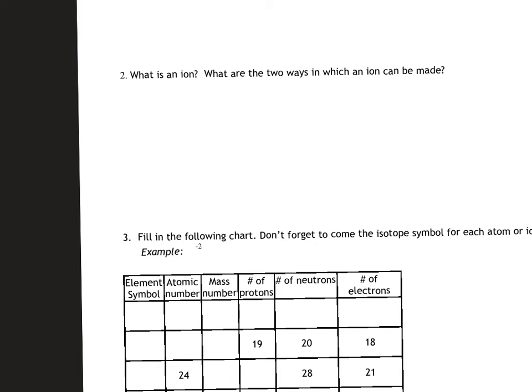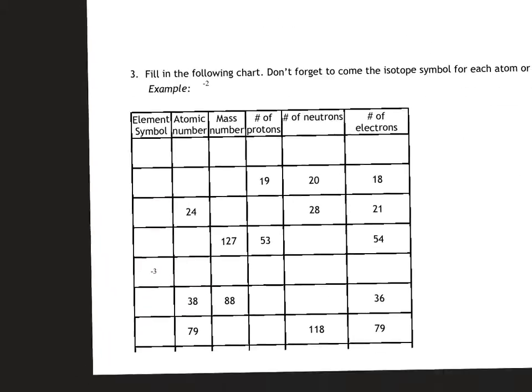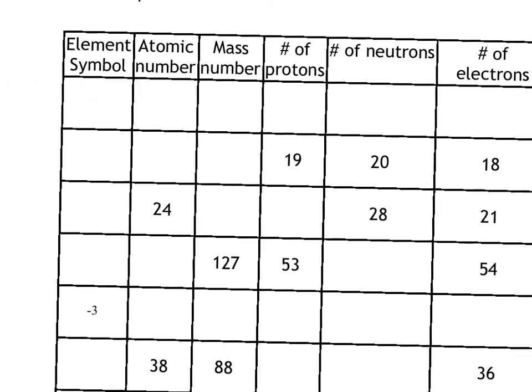We have 2 types of ions, and they become ions if they either gain or lose electrons. So just describe cations and anions there. But the part that people struggle with the most is down here on number 3. Number 3 is where we need to fill in our table.